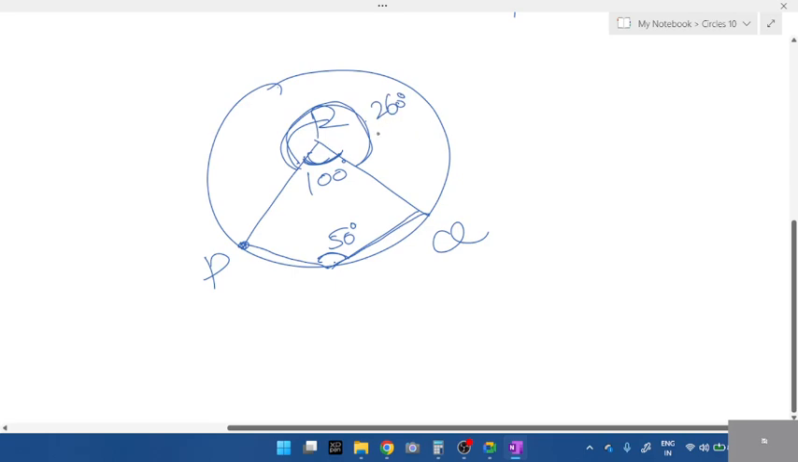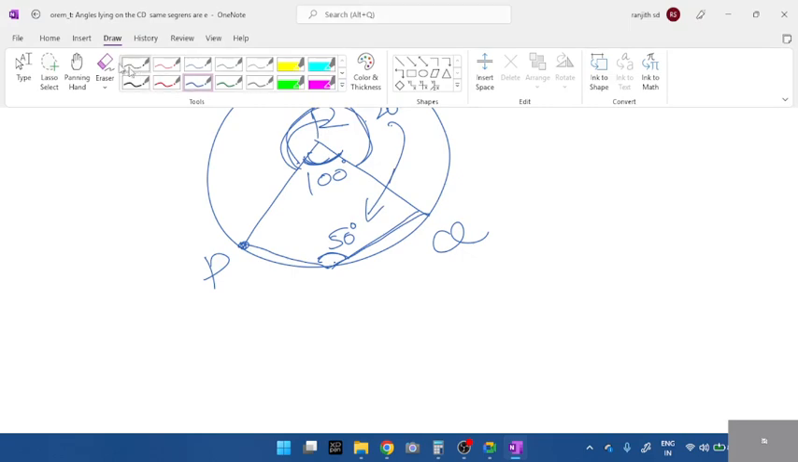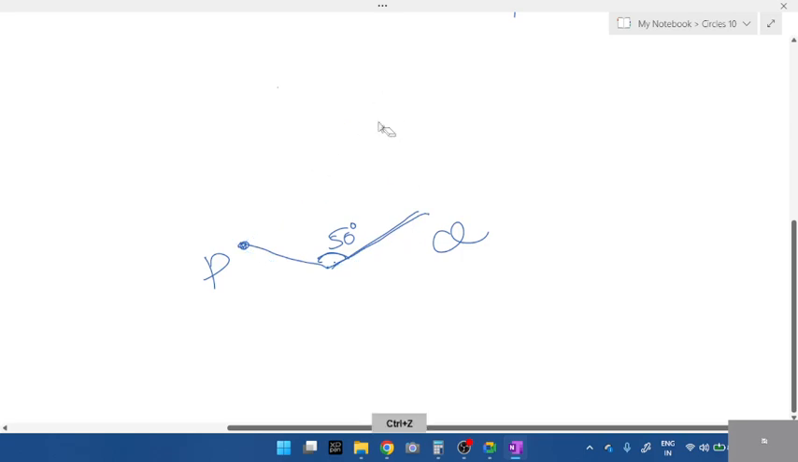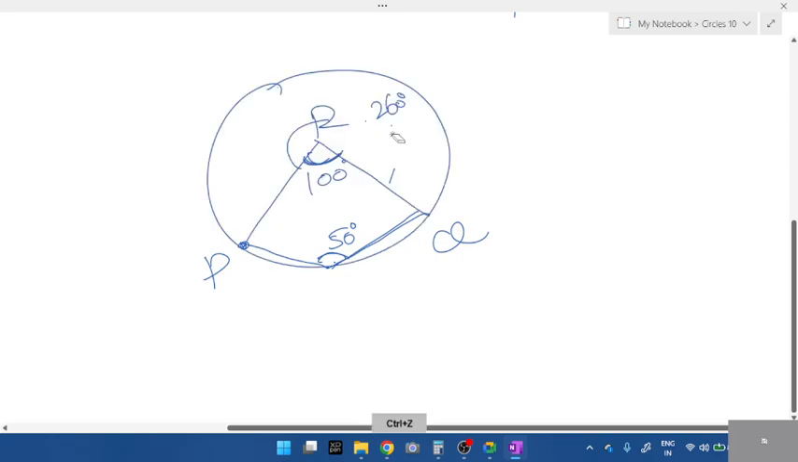So look, don't get confused. Reflex angle is different. This POQ is not 130 degrees, students. It is not 130. So for now, just ignore this. When we solve a few sums, I'll explain. Only then you'll understand.